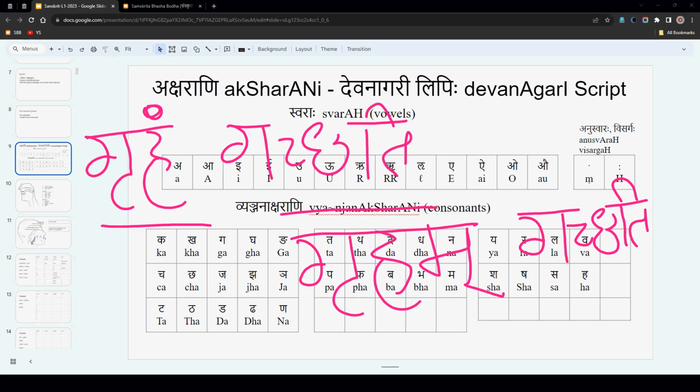Write it the way we say it, or say it like we write it. So the script is a representation of what we say. If we want to pronounce it as graham gacchati, write it like this. It is a perfectly fine sentence, graham gacchati. But if you want to say anuswara, then graham gacchati, so it will be like this.